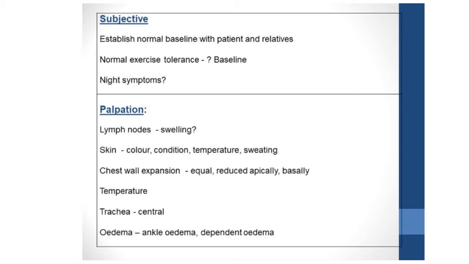If you're happy to put your hands on their chest wall, then you can feel the expansion in their lungs and feel, is it equal, is it reduced apically, or is it reduced basally, or maybe on one side or the other. Temperature, if they don't have a thermometer, you can just feel, do they feel hot to touch on their chest or on their back. Also just check if their trachea is central as well, and you could have a look to see if they've any dependent oedema or if they have any ankle oedema, and you could ask them, is this normal for them or is it worsening?